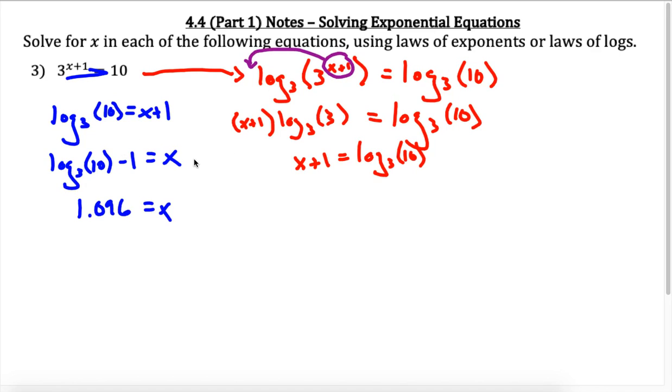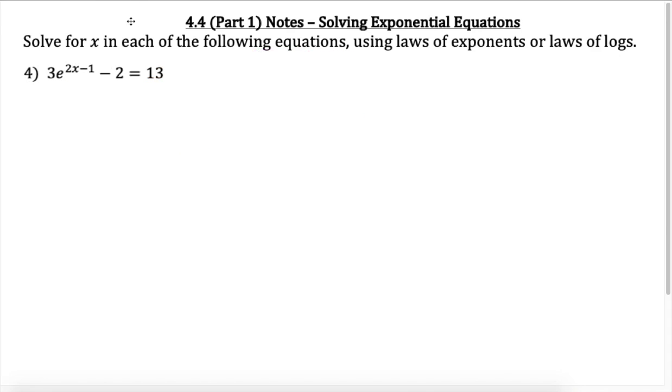All right? So let's take a look at another example like that. In this situation, we first need to get the exponential by itself. In order to use the strategy that we did on the last problem, the first thing I'm going to do is add 2 to both sides.